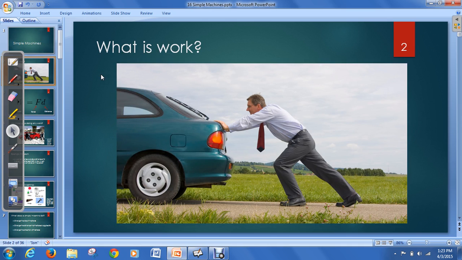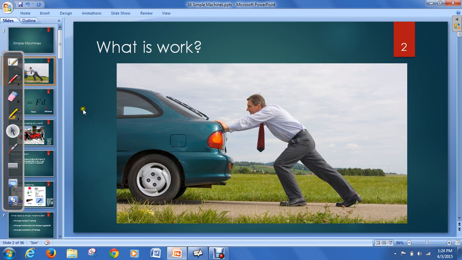You've probably said to yourself before, "I need to work on something, or I need to get some work done, or I need to get to work." But what does that really mean? When we say work, it may have a different definition when we're just talking among friends, but in physics, it's a very specific definition of work.